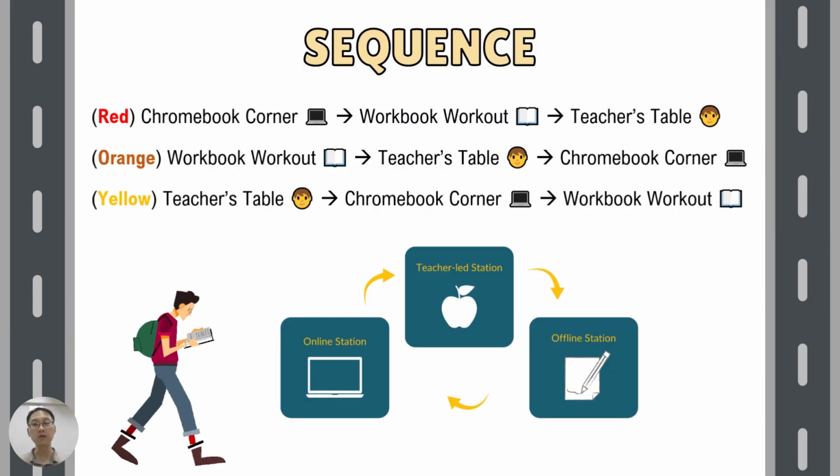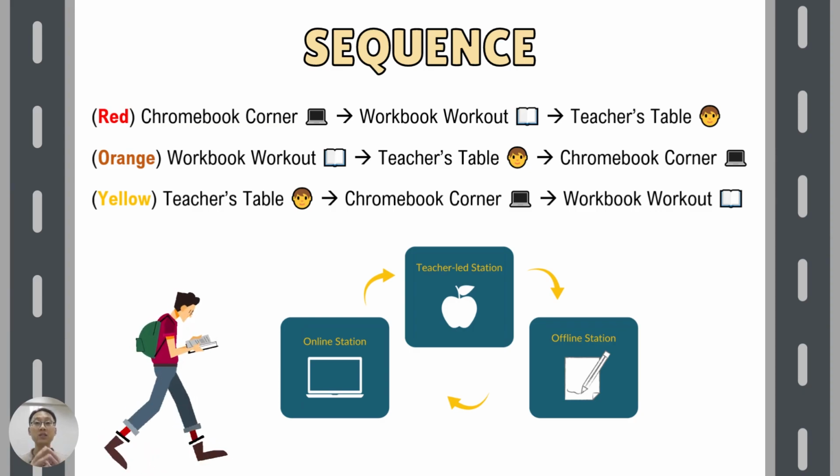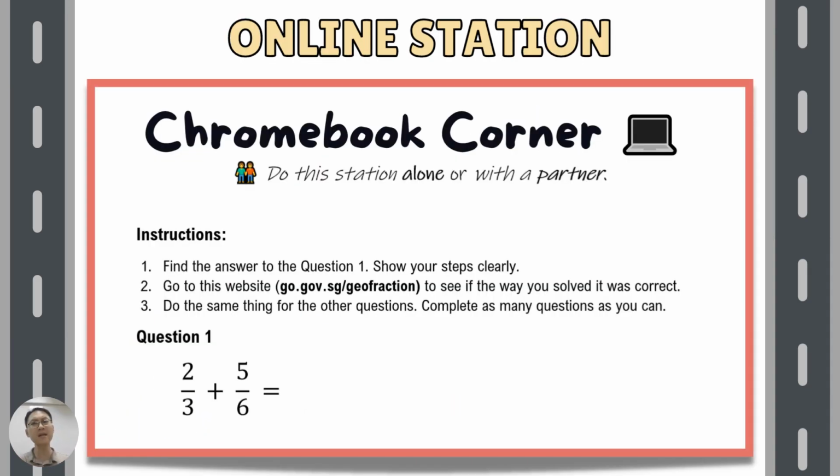Students were grouped according to their readiness level and they moved from one station to another as a group. They were given 12 minutes at each station so as to allow them to go through all three stations within the 1 hour lesson period that I have. Let me now briefly explain the activities in each station.